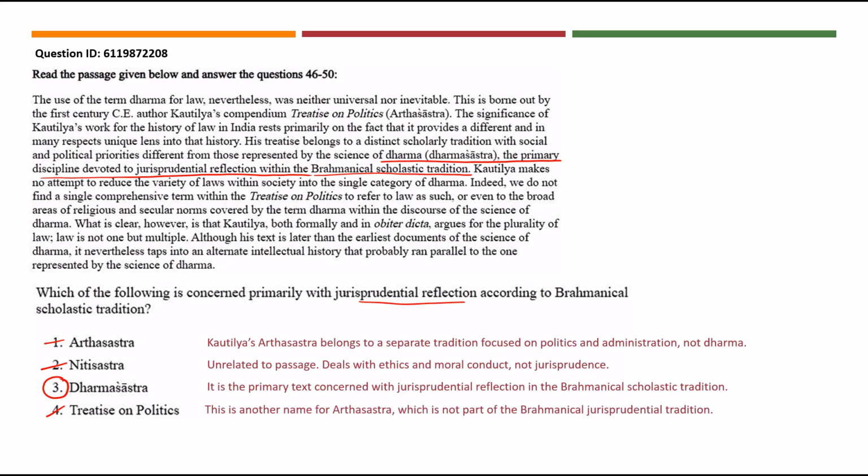And what about option 4? This is the other name for Arthashastra, which is not part of the Brahmanical jurisprudential tradition. So we are even ruling out option 4. With this we are completing unit 3 as well as the paper 1 solutions.